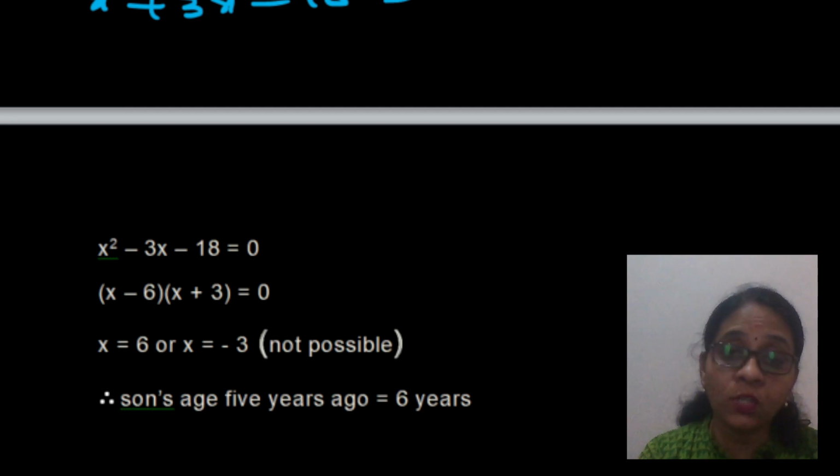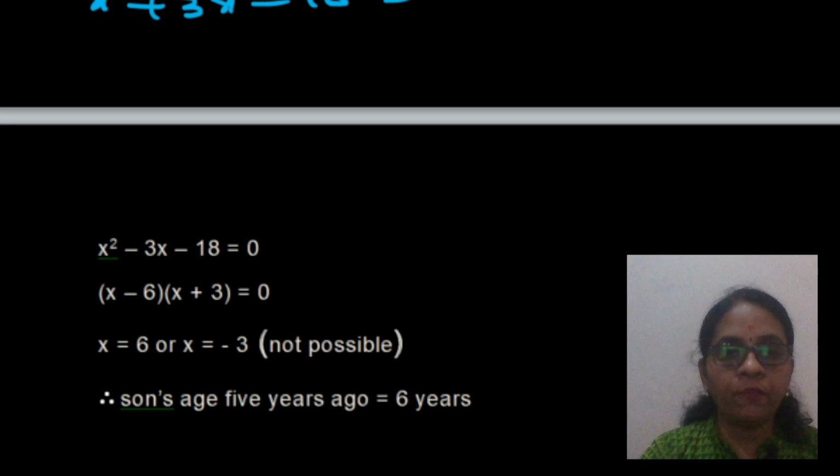What is the present age of the woman? If they say, what will be the present age of the woman? The present age of the woman will be x square plus 5. What is x square? x square is 36 plus 5 is 41. So the present age of the woman will be 41. The present age of the son will be 11 years. But they asked what was the age of the son 5 years ago, which is 6 years.